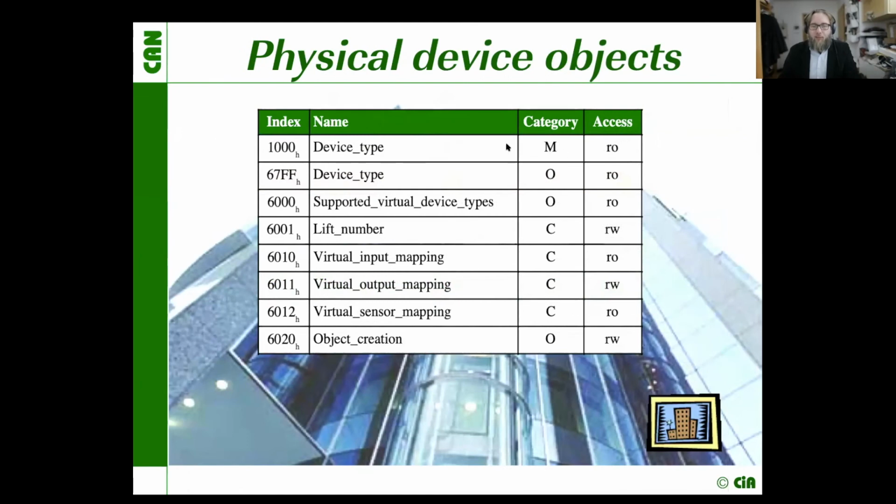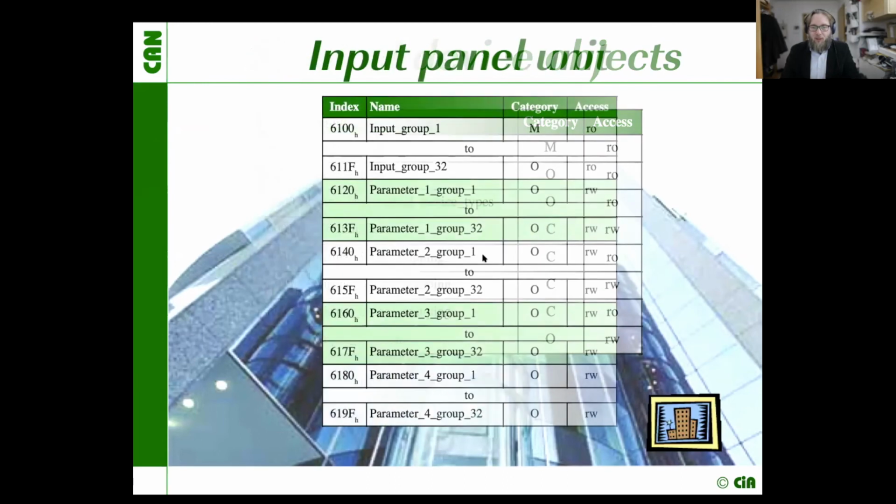A physical device, as said, has implemented object 1000 to identify the physical device. We have object 6000, which indicates the supported virtual device types. We have, as a configuration value, the identification to which actual lift number this physical device is assigned. We have our virtual input mapping, output mapping, and other specifics, which are dedicated to a physical device.